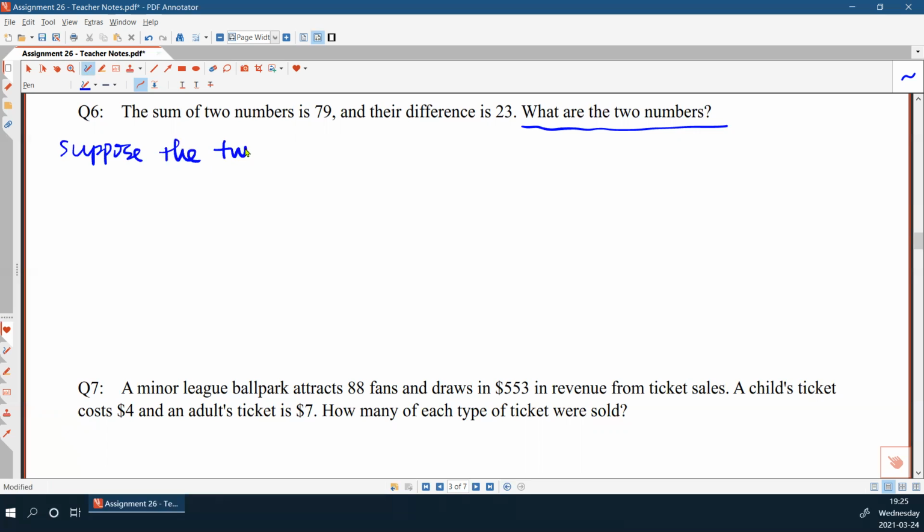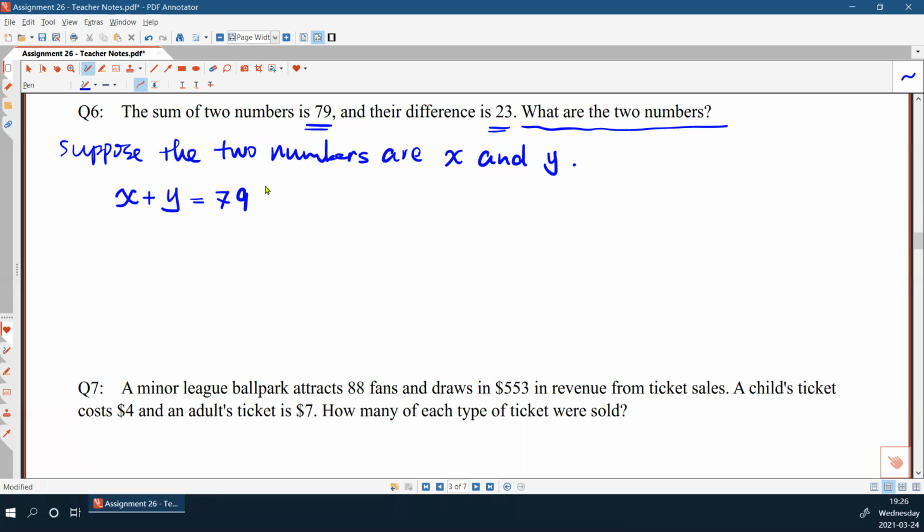Okay, so let's say suppose the two numbers are x and y, or a and b, or m and n. Letters don't matter, okay? So let's say we use x and y here. So pay special attention to the sentences containing numbers. The first sentence tells us that sum of these two numbers, that means x plus y, right? Sum of these two numbers is 79. This is the first information we have interpreted from the English expression.